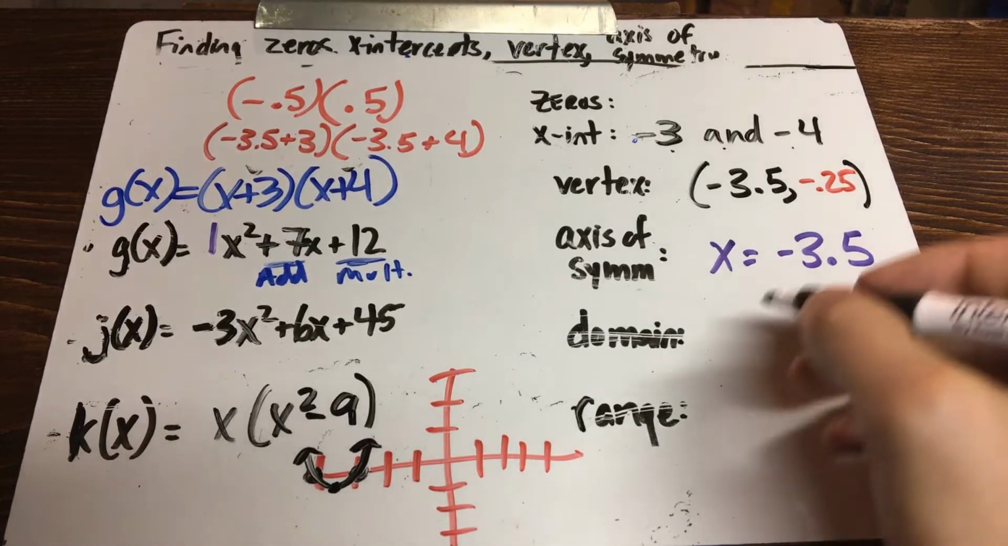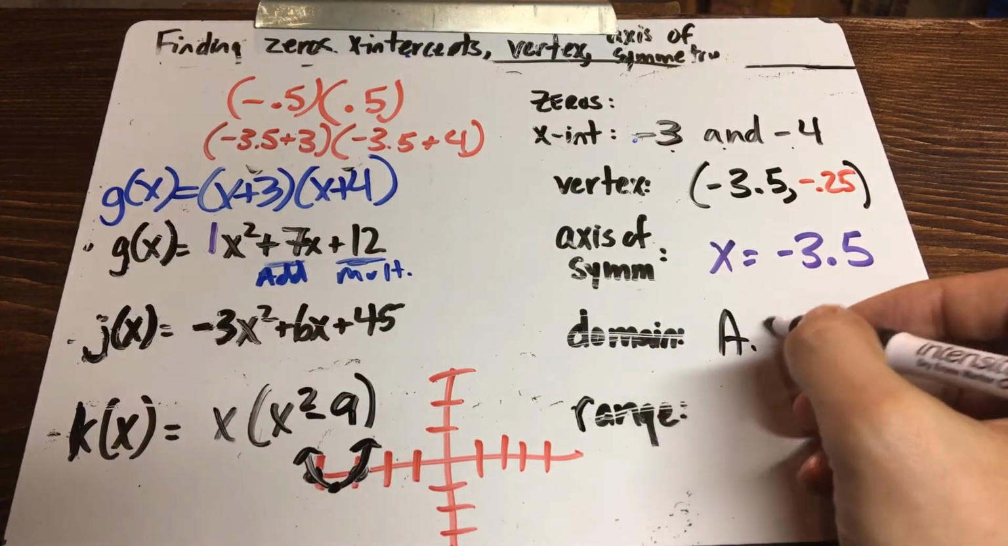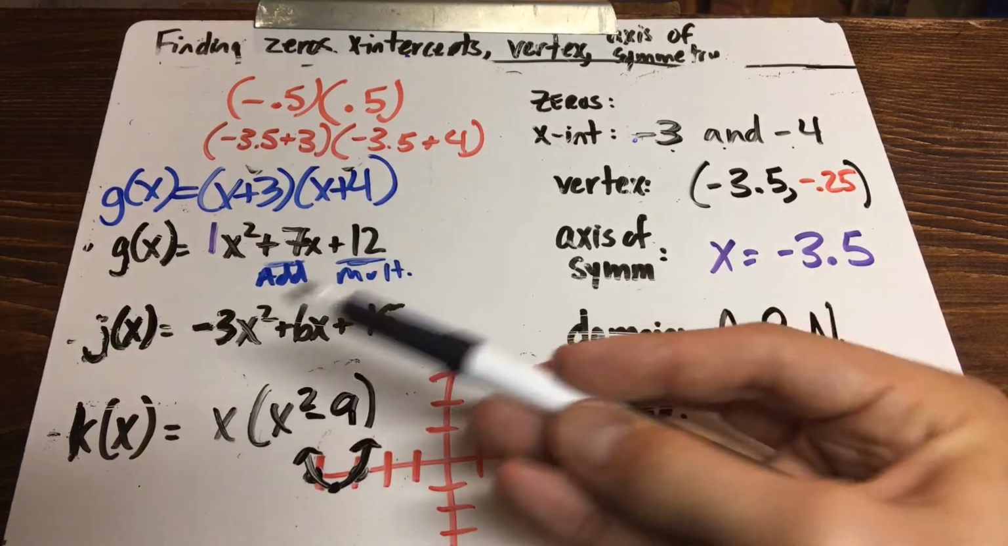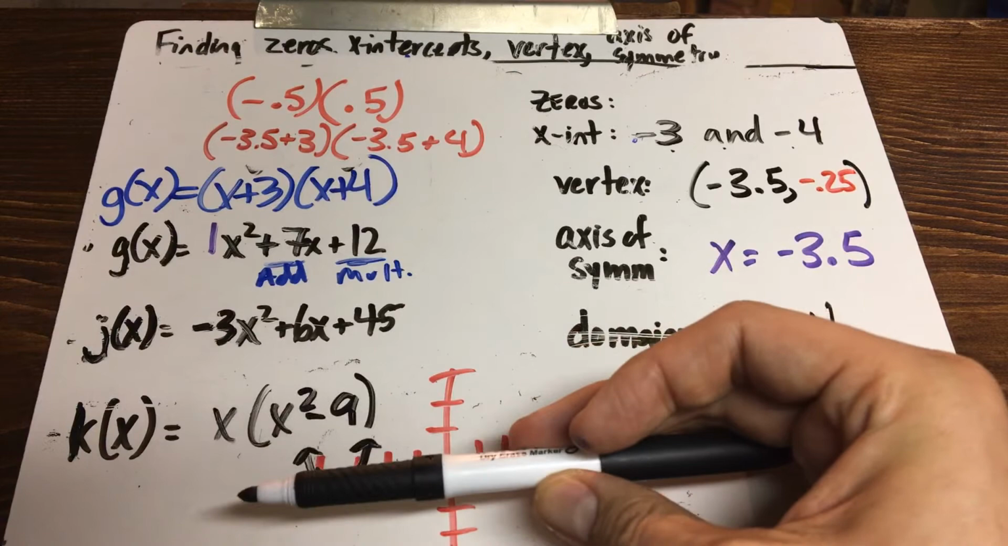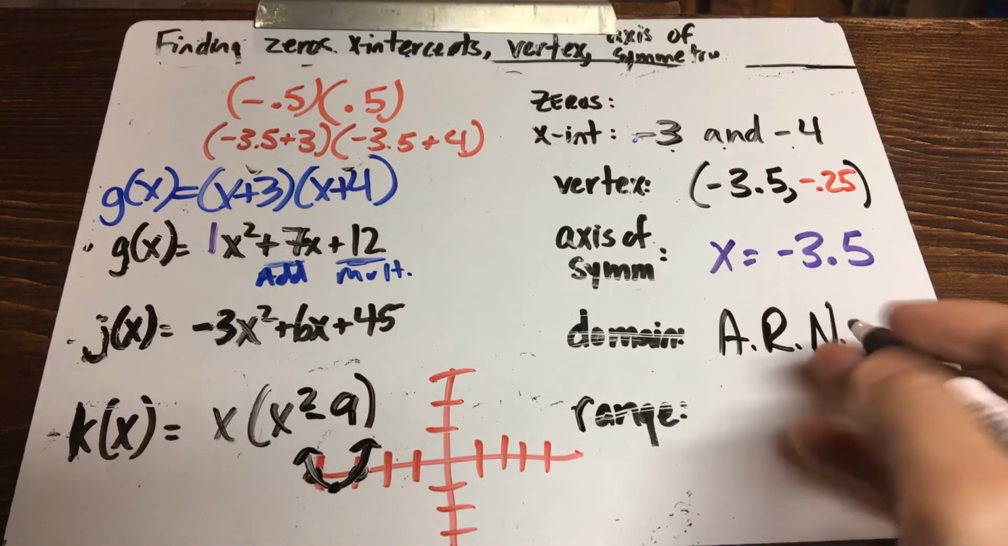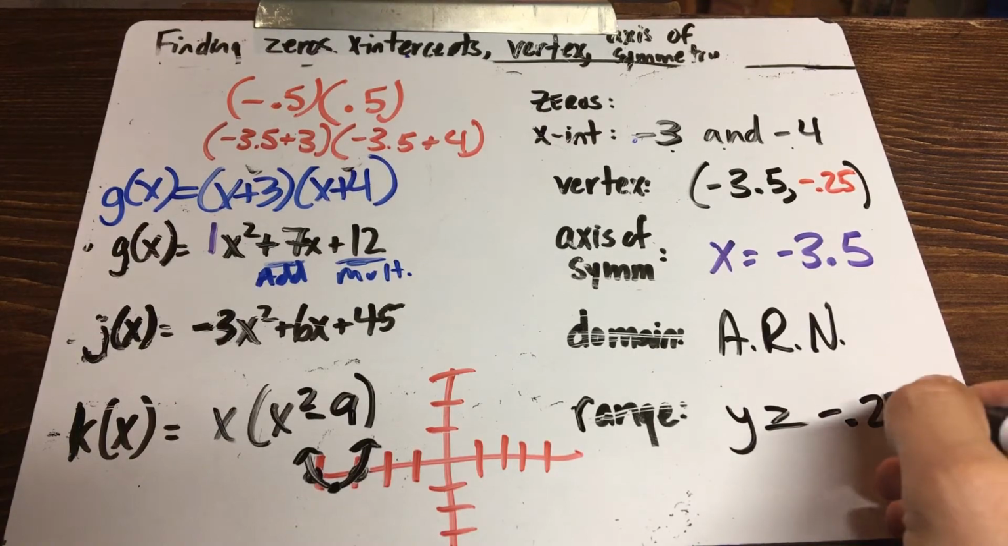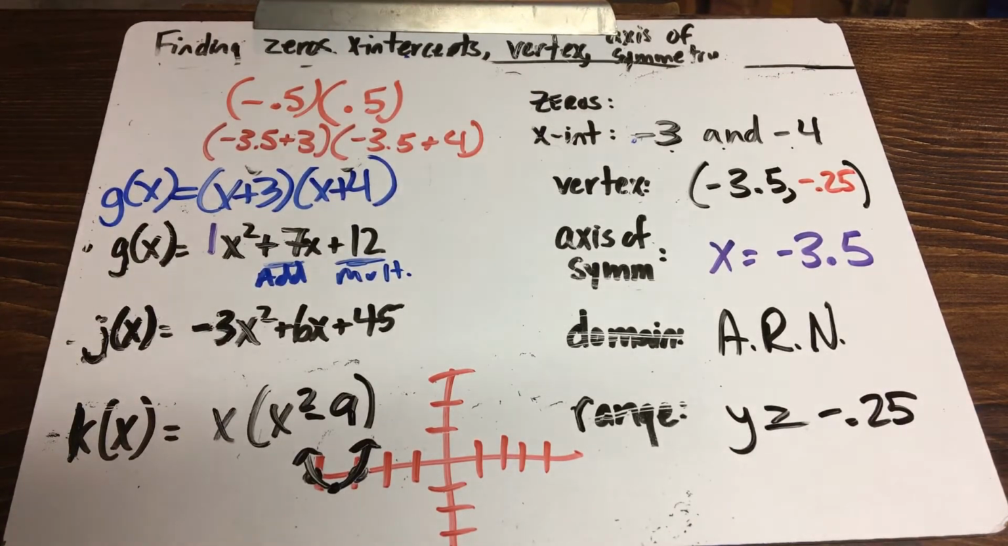So the domain is all real numbers because it goes forever and ever to the right. It goes forever and ever to the left. The range is where this graph is. It's at negative 0.25, and above. So on the y-axis, we are greater than or equal to negative 1/4 or negative 0.25.